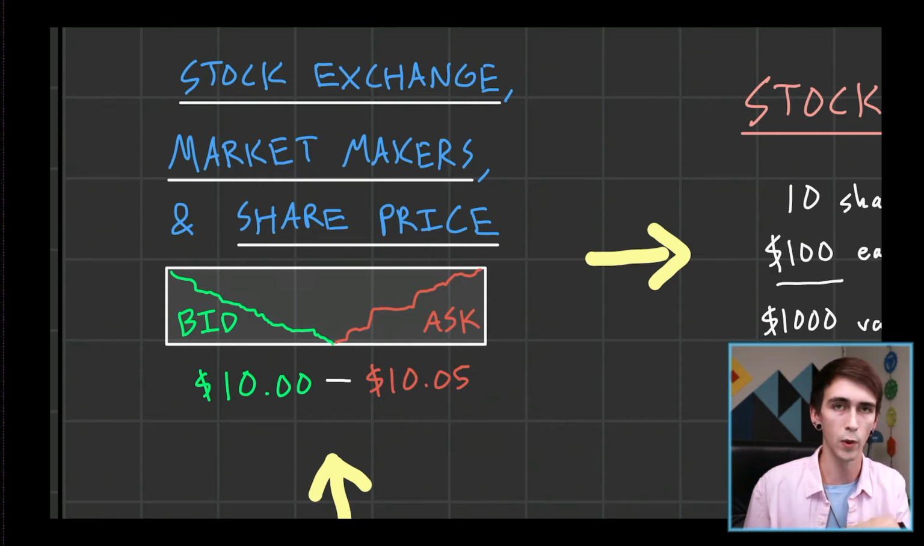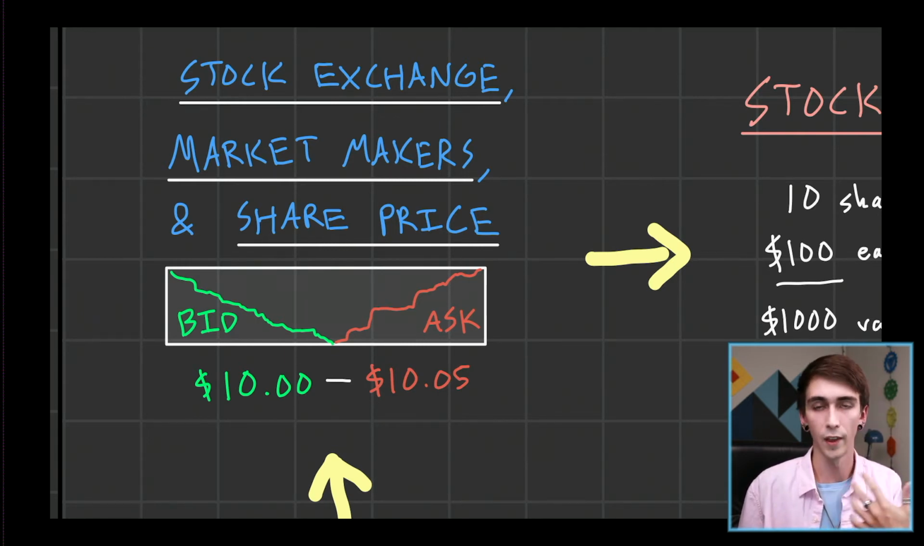So these little fluctuations throughout the day, even though that's only a 5-cent difference, if you're trading those 850 million shares like I showed you earlier, can obviously add up to a crazy amount of money.